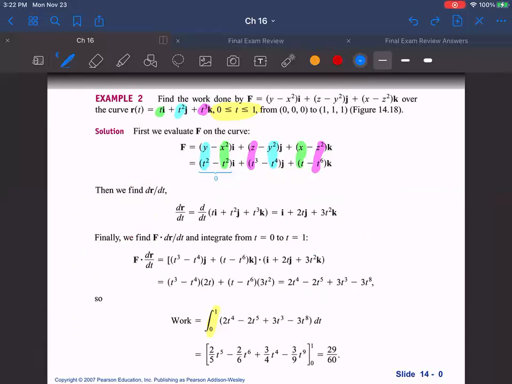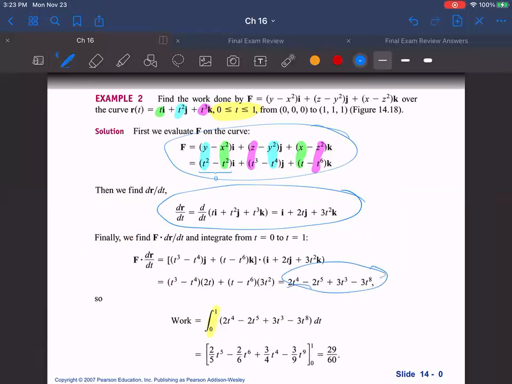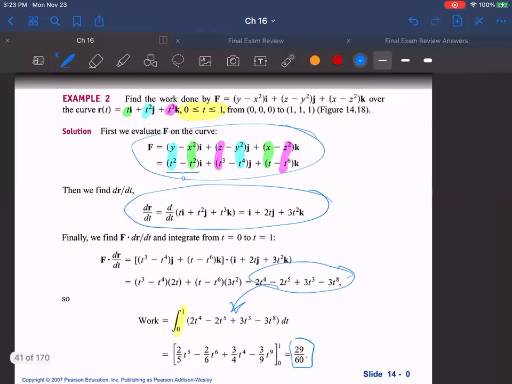Okay, and so here you can see it being done. This is where it's actually done totally out. It says, find the work done by that whole function from 0 to 1 along that curve. You do that, you make your substitutions, make it a function of t, take the derivative of your path, put it all together, do the dot product, and then you integrate over that dot product from 0 to 1, your range of t, and this gives you just 29 over 60. So if you need to pause and look through that math slowly, go for it.